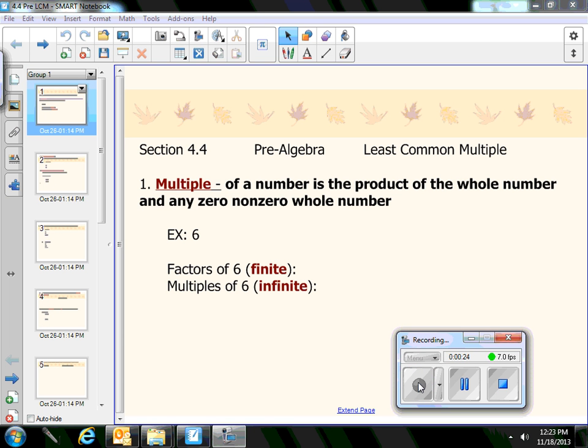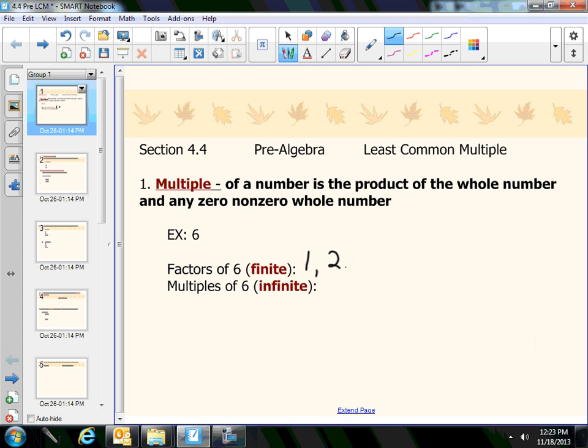We're going to list the factors of 6, and we're going to list the multiples of 6. In our factors of 6, they are 1, 2, 3, and 6. The factors of 6 are called a finite group, which means they are a certain set.